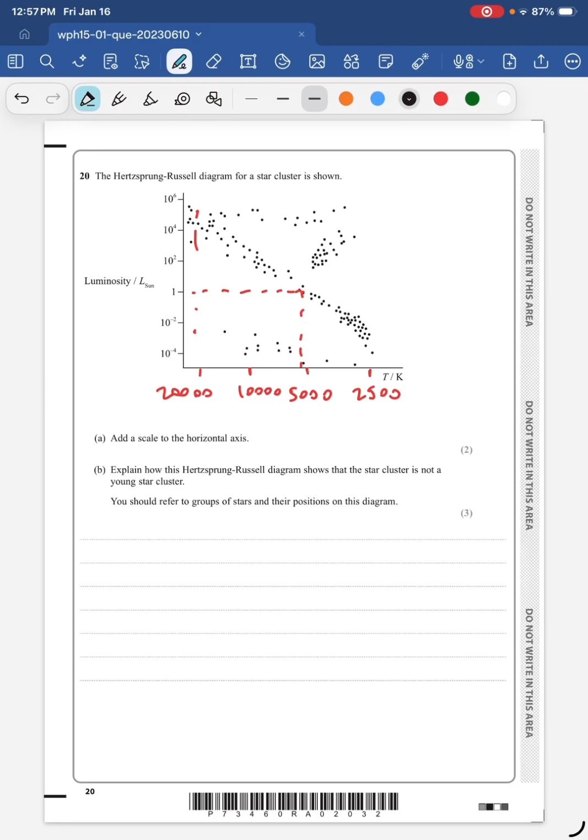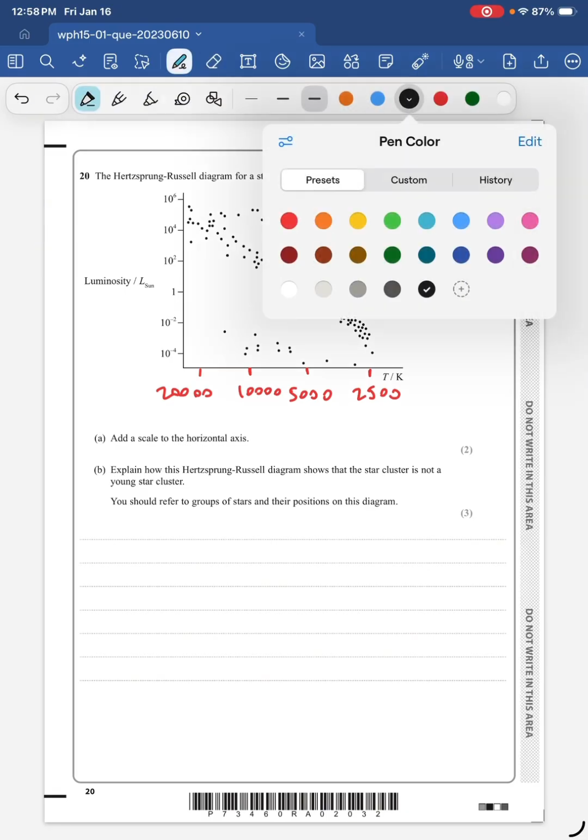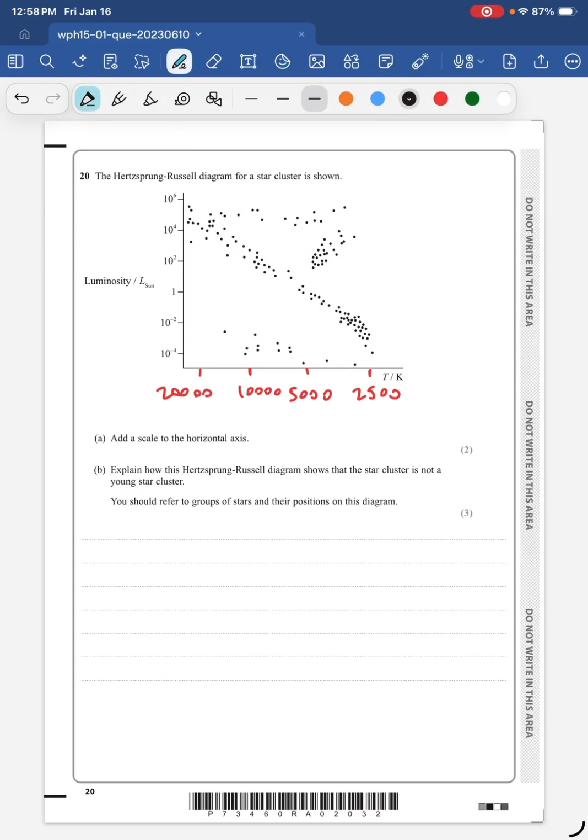Part B, explain how this Hertzsprung-Russell diagram shows that the star cluster is not a young star cluster. You should refer to the groups of stars and their positions on the diagram. Let me erase these lines here so that we see clearly. All right, so the answer is that in the top right over here, we have many red giants.